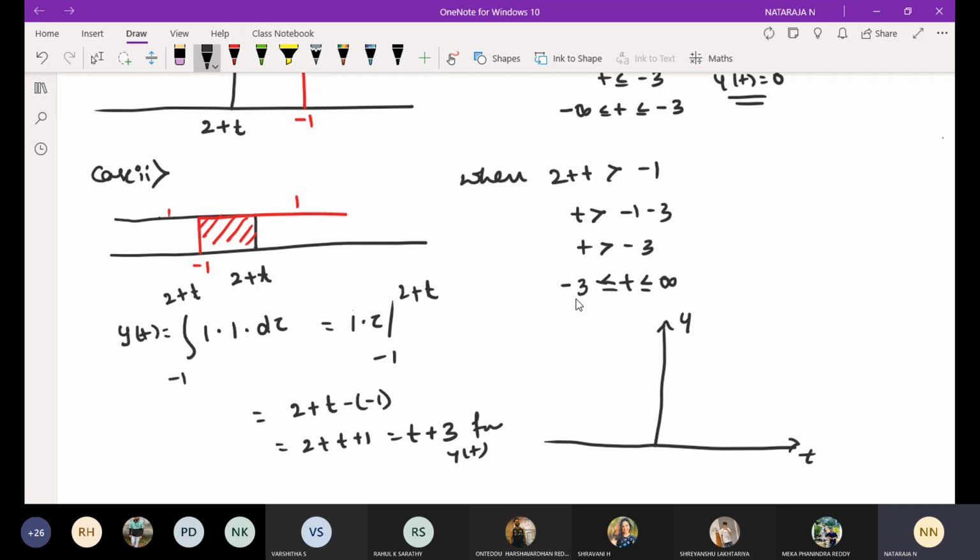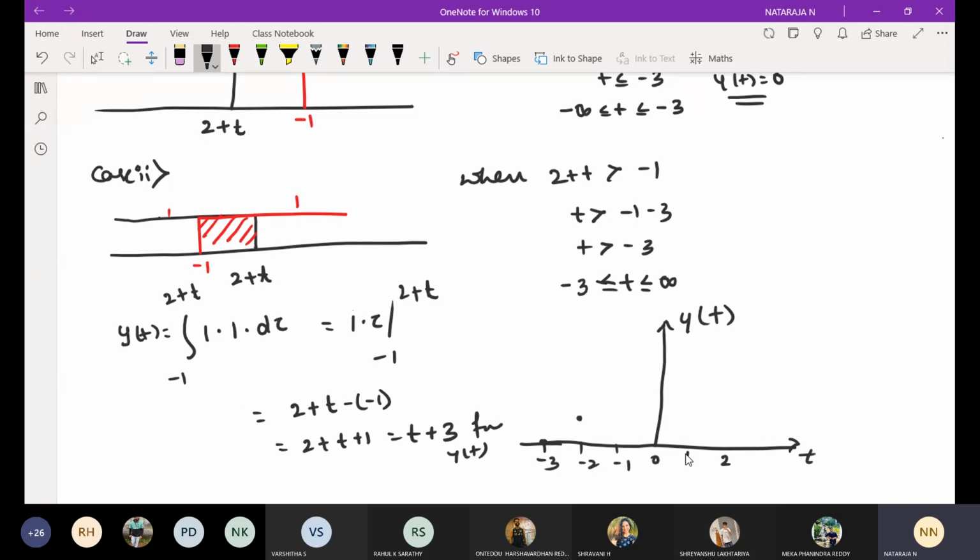This is my y of t. The signal up to -3 will be 0. After -3, we have -2, -1, 0, 1, 2, and so on. From -3 to infinity, we have the expression t plus 3. Now substitute t equal to -3: -3 plus 3 will be 0. Then t equal to -2: -2 plus 3, you will get 1.